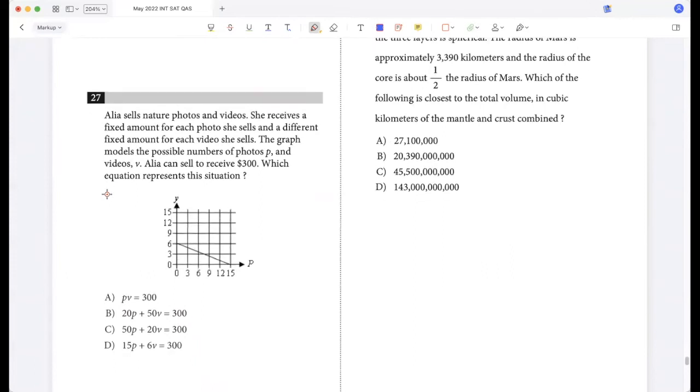Alia sells nature photos and videos. She receives a fixed amount for each photo she sells and a different fixed amount for each video she sells. The graph models the possible numbers of photos and videos she can sell to receive $300. Which equation represents this situation? Okay.